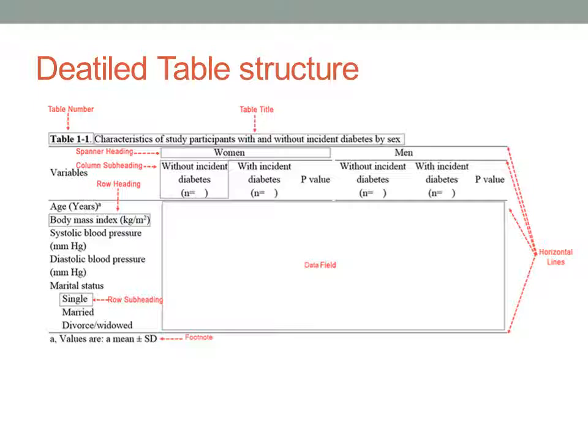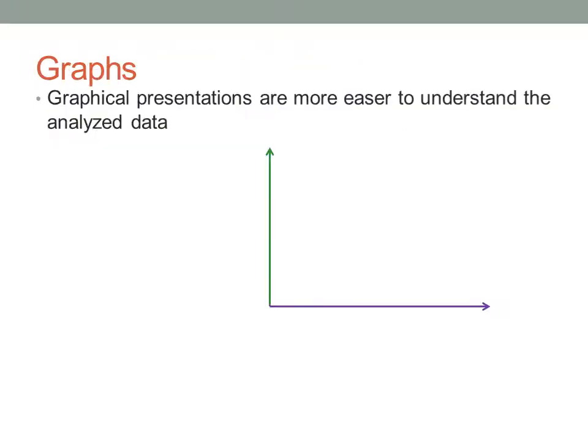These are row subheadings. And you have a data field, and also if you have any important data, you can put it as footnotes, like values as a mean with the standard deviation. Likewise, you can have a table. This is the detailed table structure. The previous one is the basic table structure.